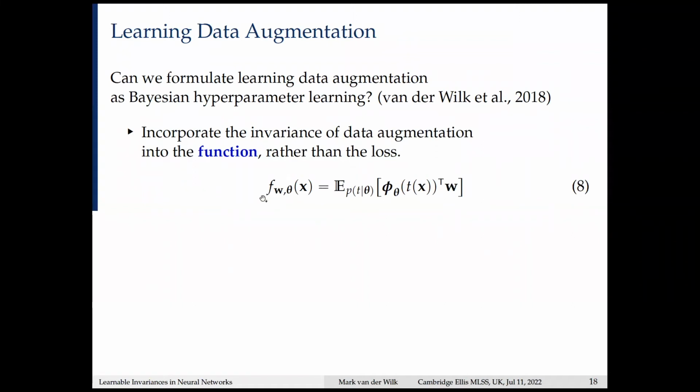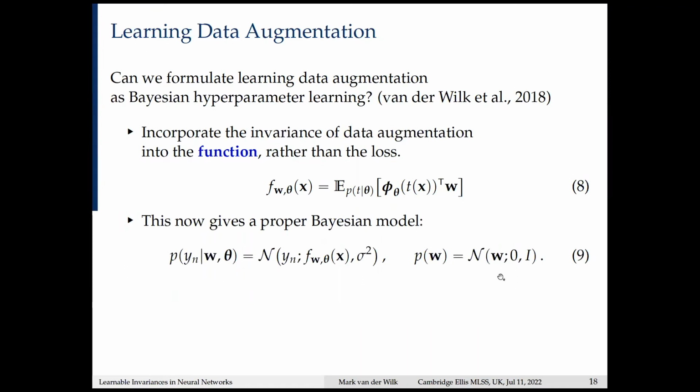Once you've chosen this parameterization of the function, you can then define a prior over the weights and the likelihoods, and then you have defined a Bayesian model with unknowns that are the weights and unknowns that are these hyperparameters which control this transformation distribution PT.